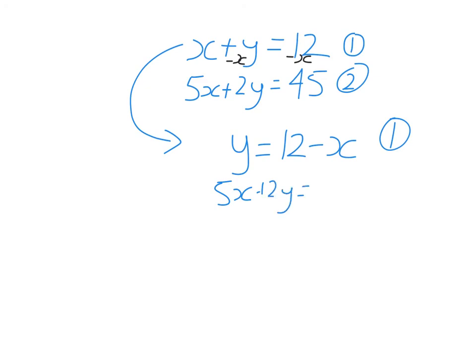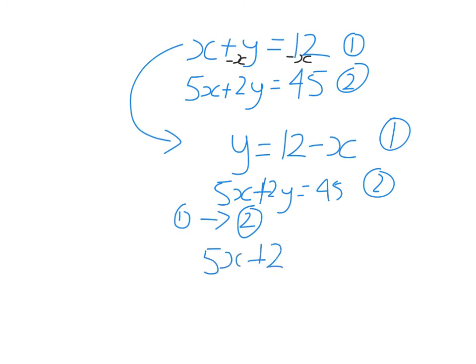So now the first equation is in the form y equals something, so I'm going to substitute it. I'm going to substitute the first into the second. So I have 5x plus 2. I'm going to replace y with 12 minus x. As I said in the previous example, you need brackets. Okay. So this one may look a bit complicated, but it's really easy because we have one equation, one variable.